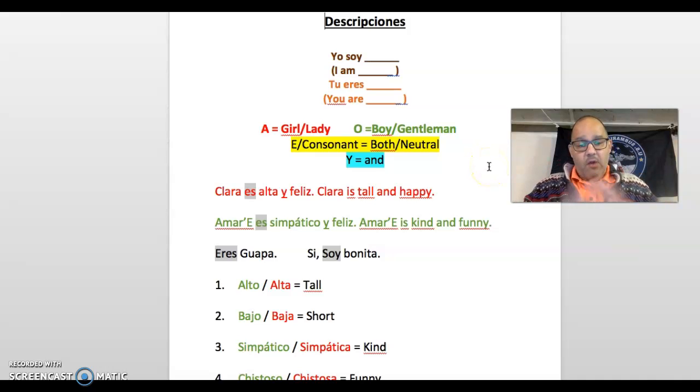De acuerdo a lo que habíamos dicho antes, A es para niña, a girl, lady. O es para a boy or gentleman, niño. E o consonante is for neutral for both. Consonant is any letter that is not a vowel. E means and, and we got to use E whenever we're using two adjectives or more to describe a person.